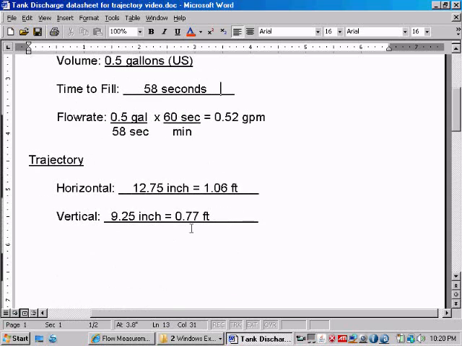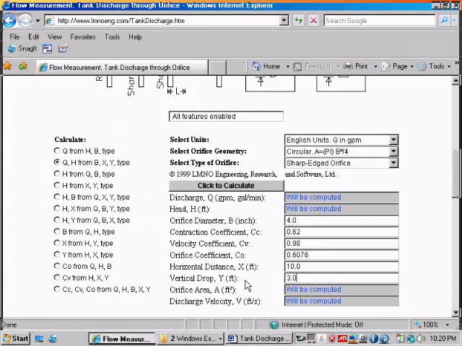Well, let's come down here to the trajectory information. Our horizontal trajectory was measured as 12.75 inches, which is 1.06 feet, and our vertical trajectory, vertical drop, was 9.25 inches, which is 0.77 feet. So let's go back to our calculation and enter the horizontal trajectory, change that from 10 to 1.06 feet, and change the vertical drop to what we measured of 0.77 feet.